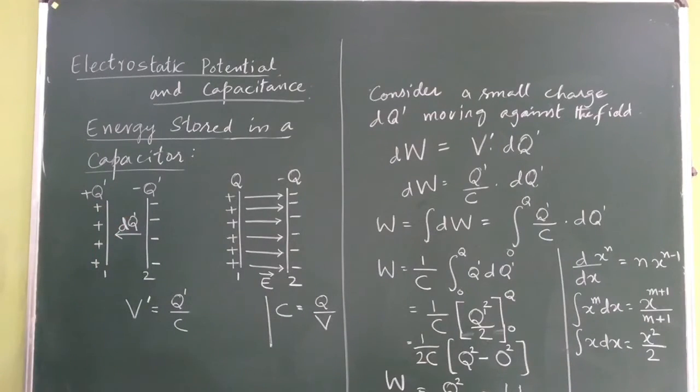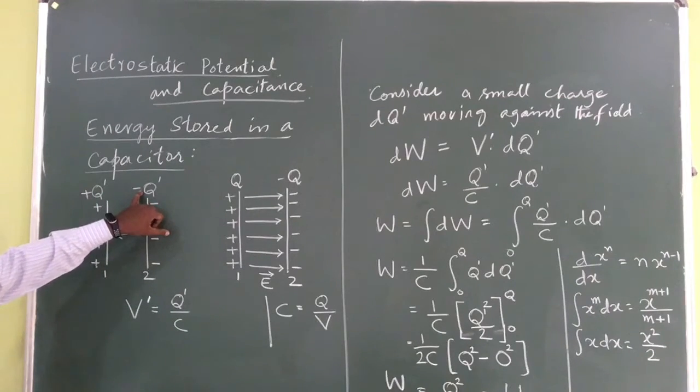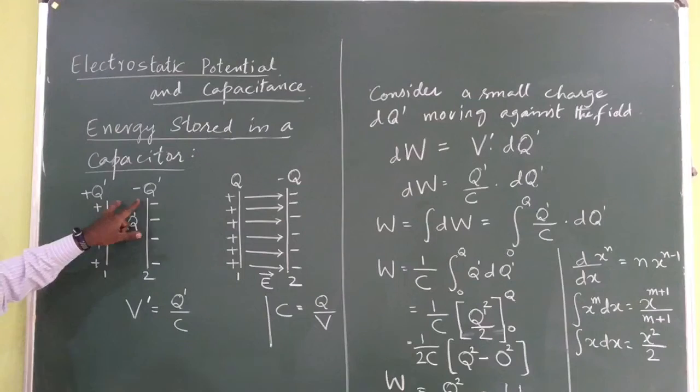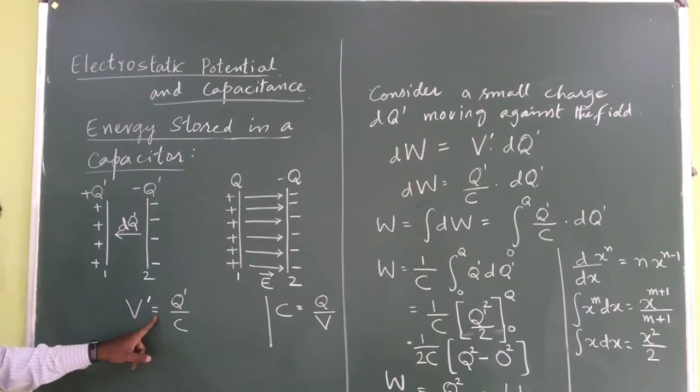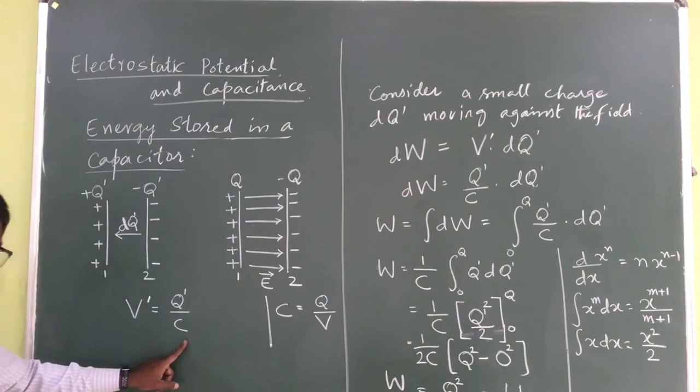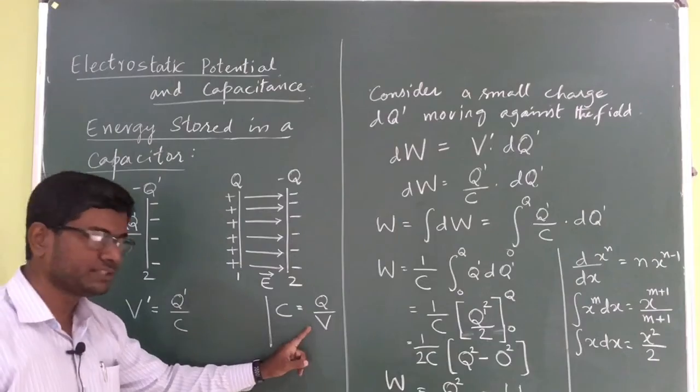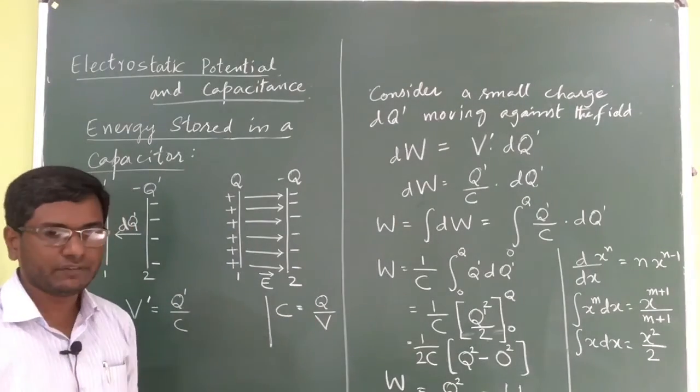Now starting with, when this plate is having some amount of positive charge and this plate is having some amount of negative charge, there will be a potential difference developed between the plates, and that potential is given by this equation, that is V dash equals Q dash by C, because this is a derivative of this equation, that C is equal to Q by V.